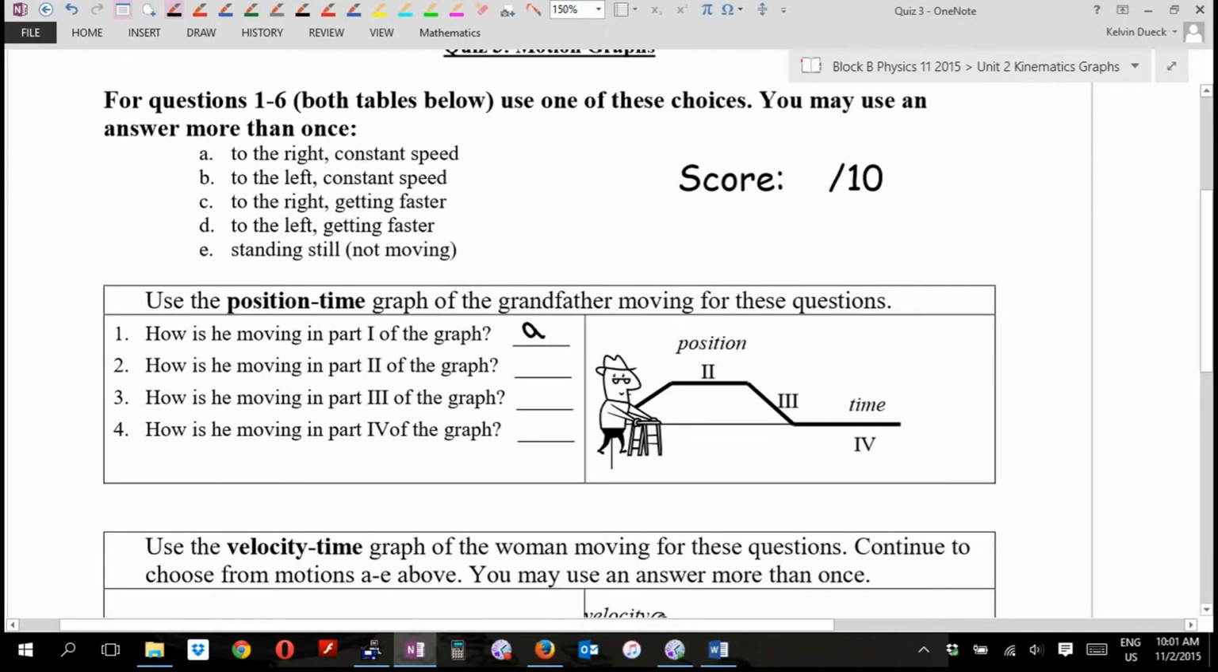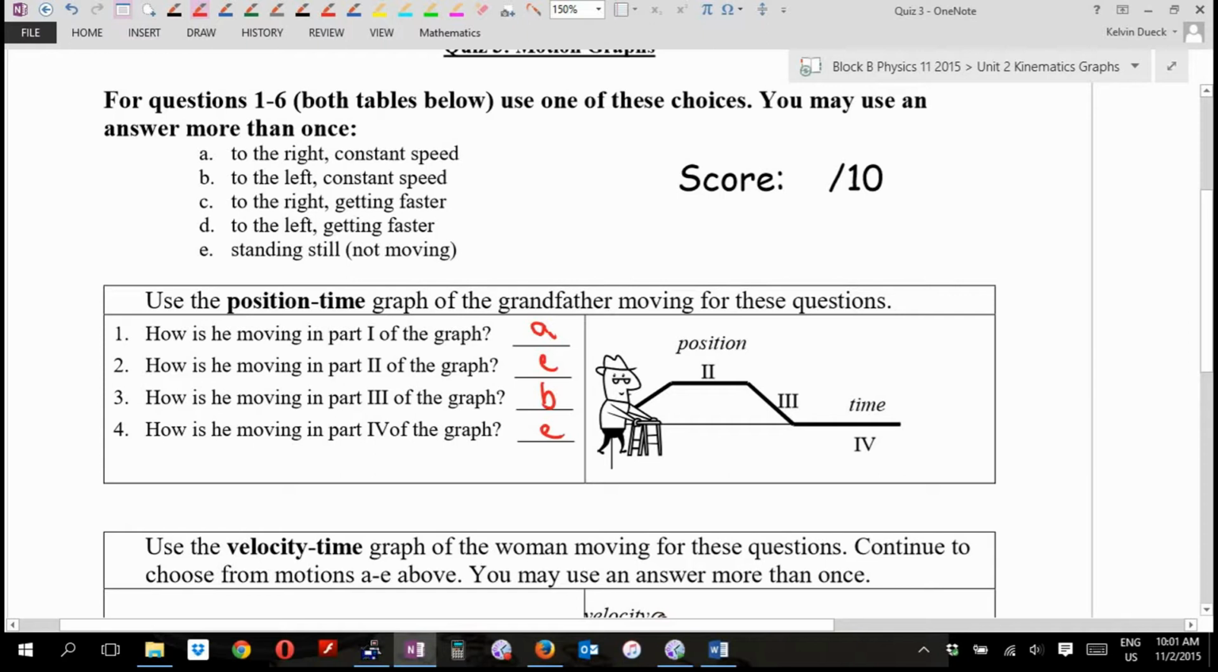How is he moving in part 2? What kind of a graph is this? Position versus time? Oh, E, at rest. How is he moving in part 3? Negative slope means negative speed or negative velocity to the left. Straight line, constant speed. B. How is he moving in part 4? At rest. In fact, he's at rest where he started from, back at the start line. But A, E, B, E. Let's do that in red so it stands out. 1 mark for each of those.